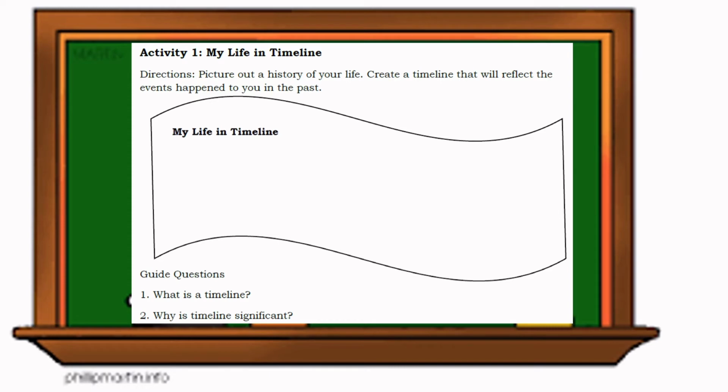Now let us do activity 1, My Life Timeline. It is on page 4 of your module. What you're going to do is very simple. Picture out a history of your life. Create a timeline that will reflect the different events that happened to you in the past. Don't forget to answer the guide questions. The first one is, what is a timeline? Then, why is a timeline significant? Write your answers on your answer sheets. Do not forget to pause the video if you want to finish your activity.